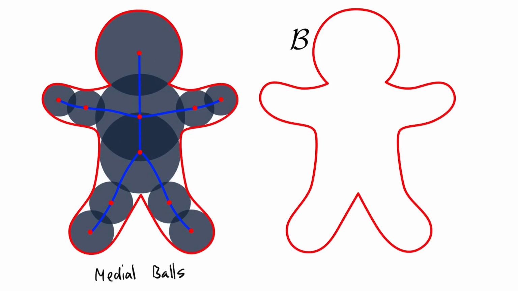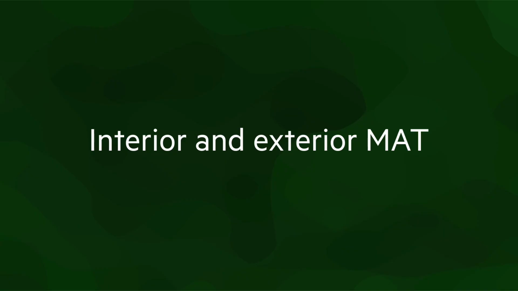For instance, this ball is not a medial ball because it is partially outside the object. And this is also not a medial ball because even though it fits inside the object, I can draw another ball around it that also fits inside the object. This ball, however, is a medial ball. Notice how it touches the boundary in 2 points. Now, the medial axis transform is defined by the center points of all medial balls of the object.